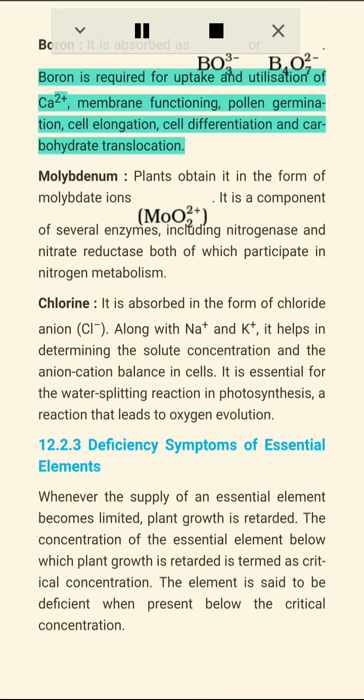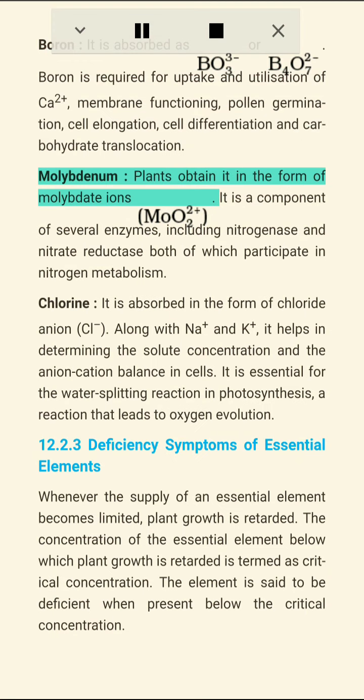Boron. It is absorbed as BO3 3- or B4O7 2-. Boron is required for uptake and utilization of Ca2+, membrane functioning, pollen germination, cell elongation, cell differentiation and carbohydrate translocation.